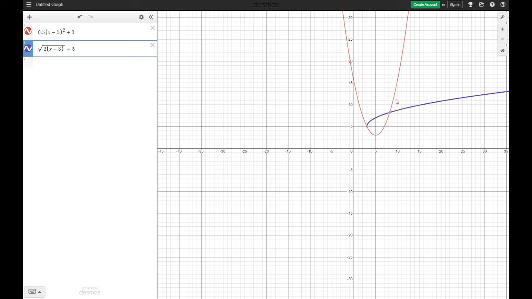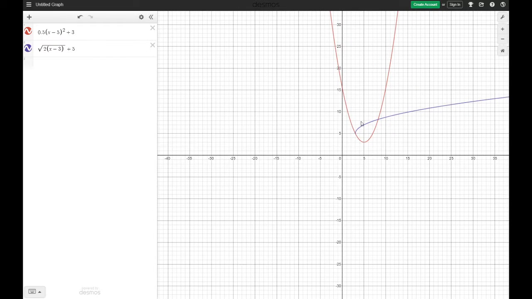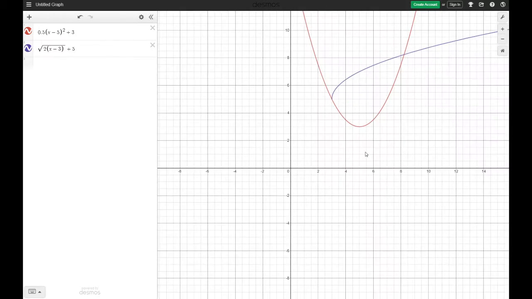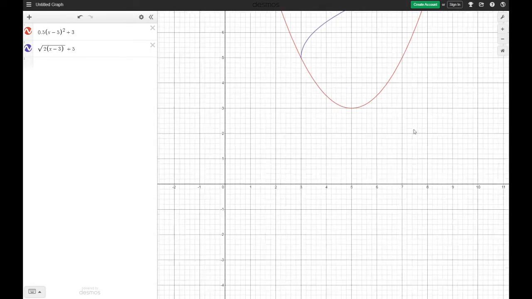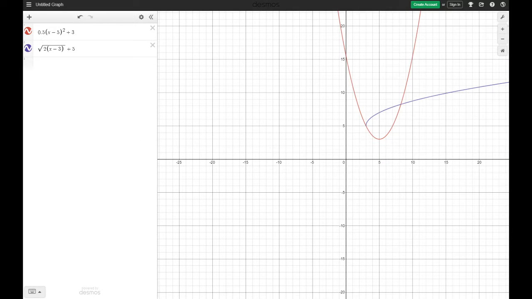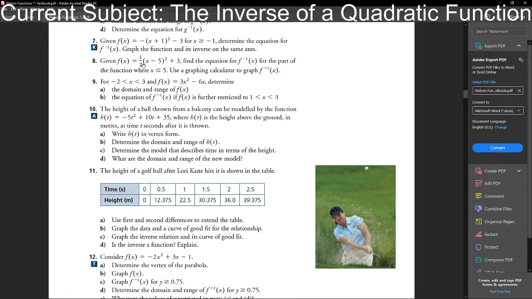So this is the reflection line here. So this is just the inverse on this side. Because this vertex is what? 5 and 3, and this should be 3 and 5. Perfect. Yep, so we did number 8 just now, graphing this function and its inverse. And this gives us where x is greater or equal to 5. Okay, yeah, that looks right.